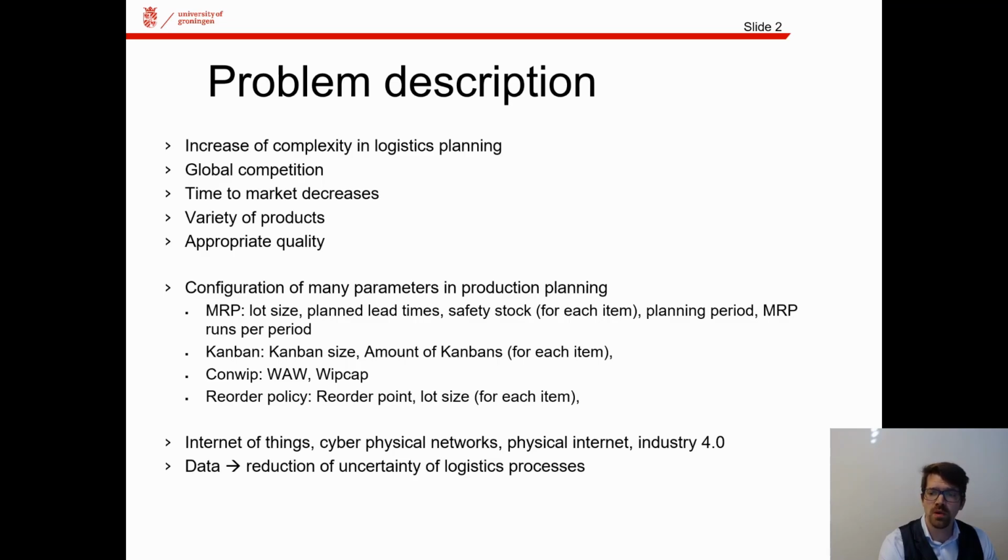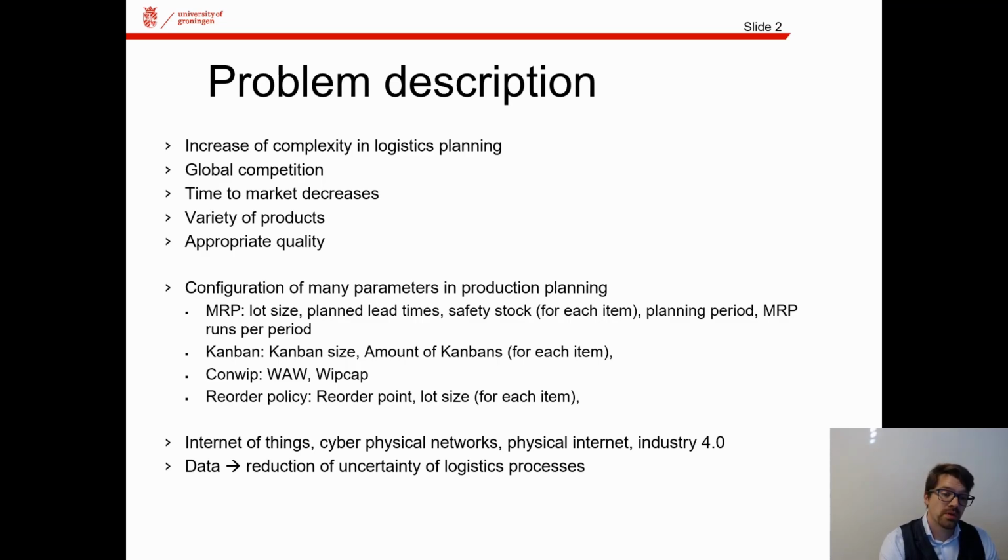And then we have some global parameters, such as the planning period and the MRP runs per period. So the planning period is, for example, the next 2 weeks. And MRP runs per period means for each period, for instance, each day, we will execute 1 MRP run. Kanban, you can see here just 2 parameters, the Kanban size and the amount of Kanban, has fewer parameters than MRP, which of course is an advantage.